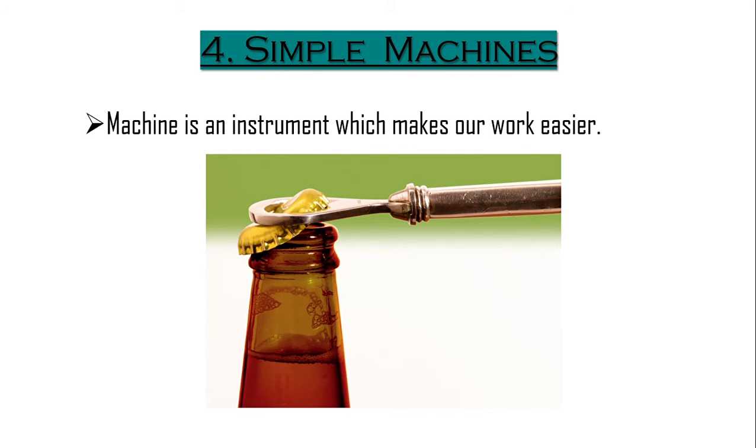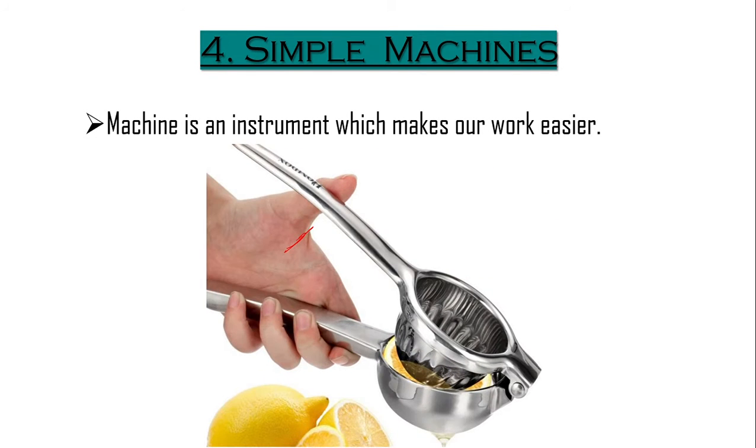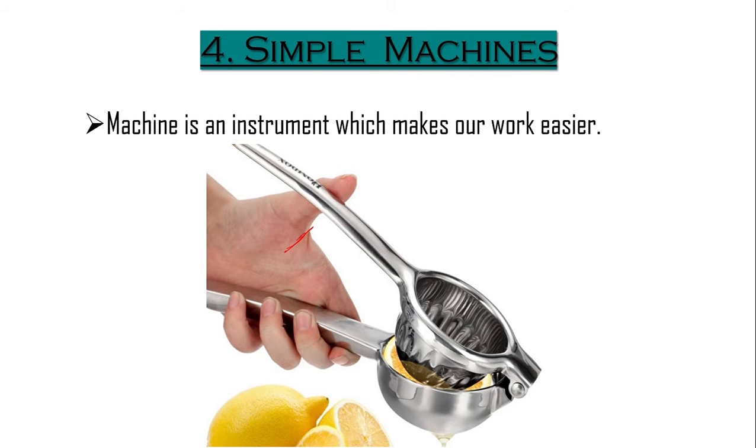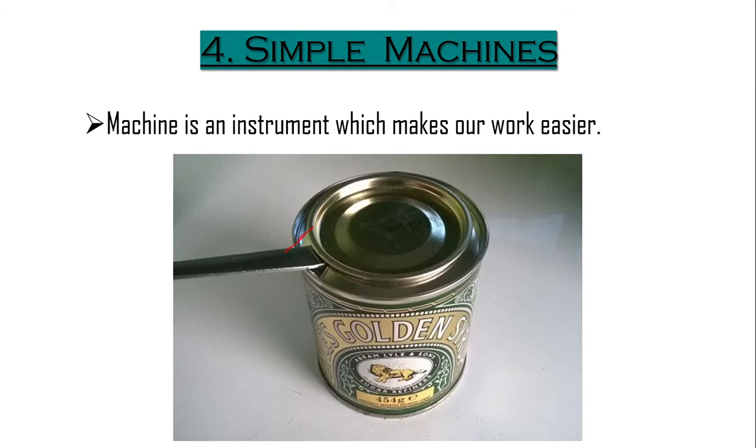For example, over here, a bottle opener. It is very difficult for us to open this cork without the opener. However, once we use the opener, it becomes quite easy. The other example would be a lemon squeezer. If you have to squeeze one lemon, it's okay, but if you have to squeeze around 10 or 20 lemons, it becomes very difficult. This instrument helps us in taking out the lemon juice. So it becomes a machine for us.